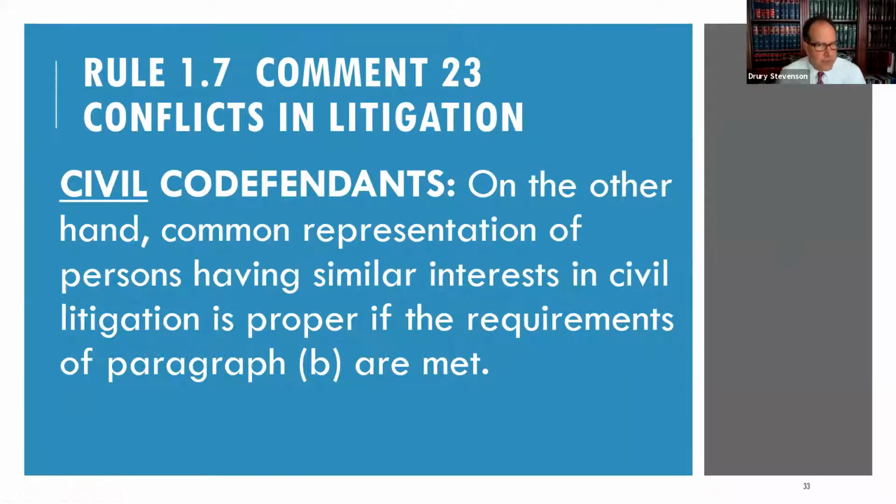Now, with civil co-defendants, there's still a problem here, but we're not as concerned from a policy standpoint and a justice standpoint as we are with those accused of committing crimes. And so, on the other hand, the comments say, common representation of persons having similar interests in civil litigation is proper if the requirements of paragraph B are met. And remember, paragraph B is the lawyer believes that he or she could provide competent, diligent representation in spite of the conflict, that you will be able to be unbiased and represent everyone adequately. And it's not otherwise prohibited by law.